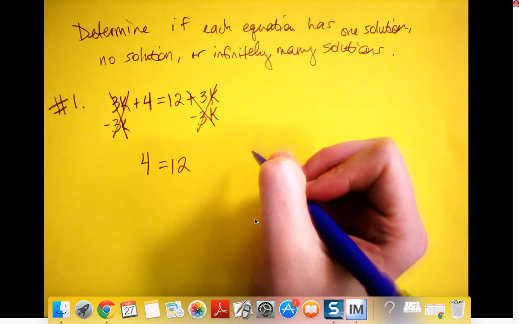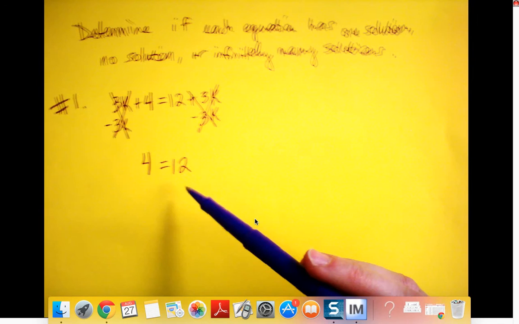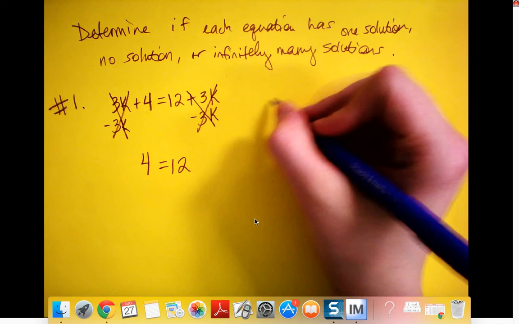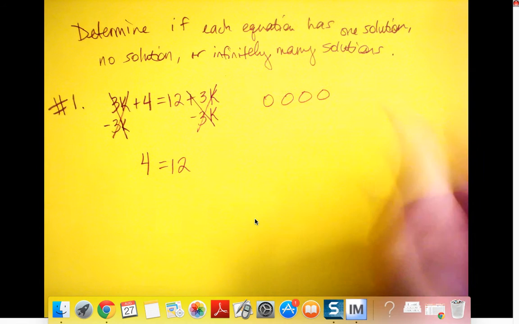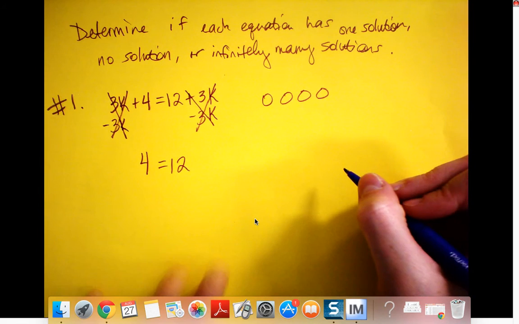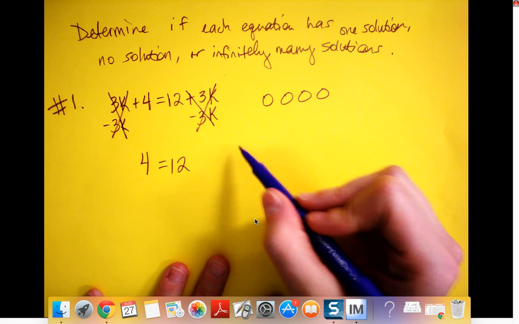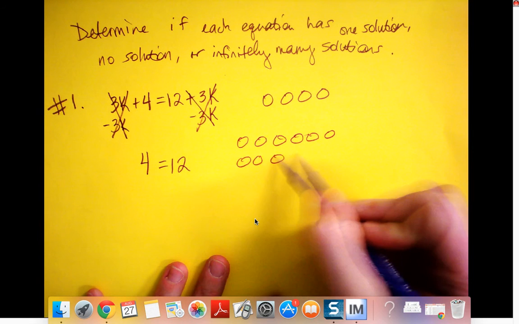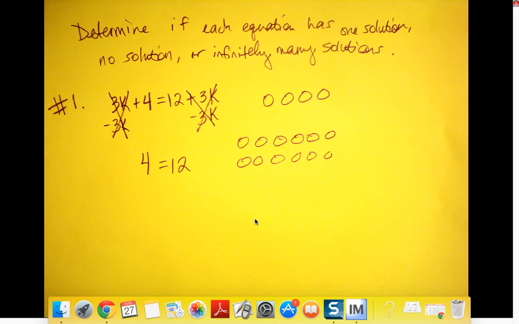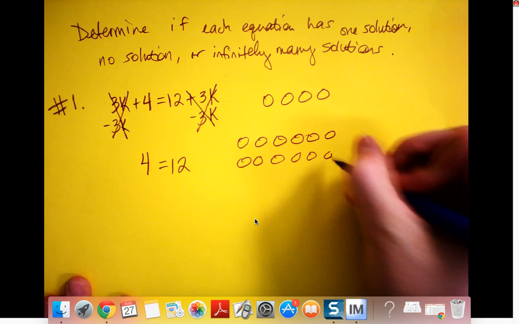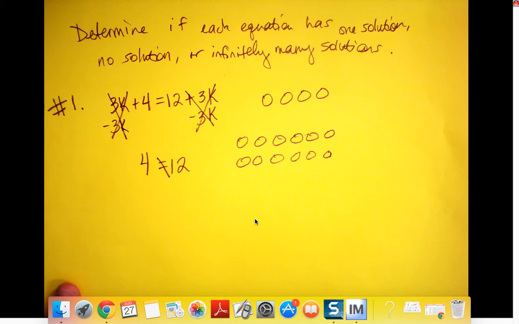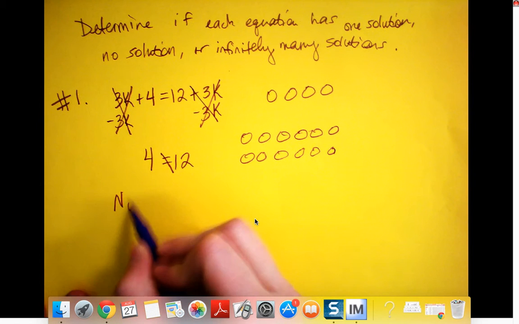Now, the question to ask yourself is, is this ever possible? Is 4 pennies the exact same thing as 12 pennies? And visually, you can see that they're not. So that means 4 does not equal 12, and there's no solution.